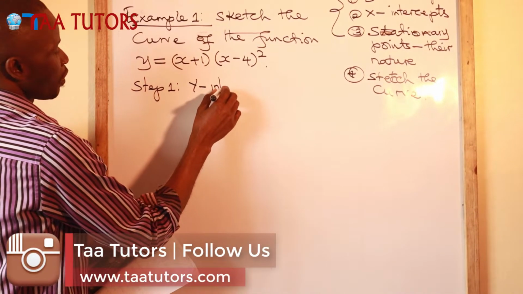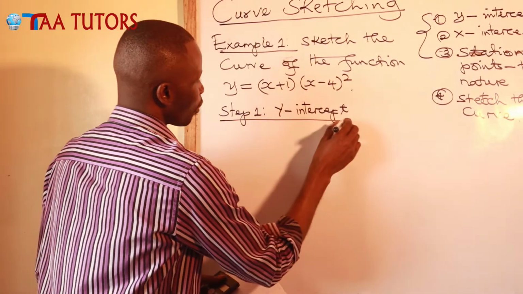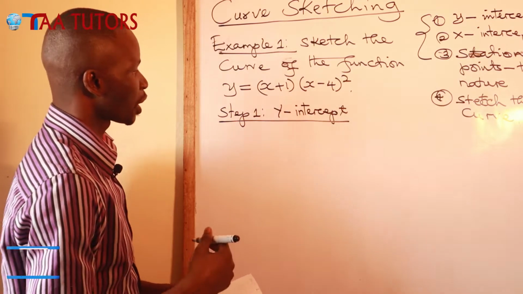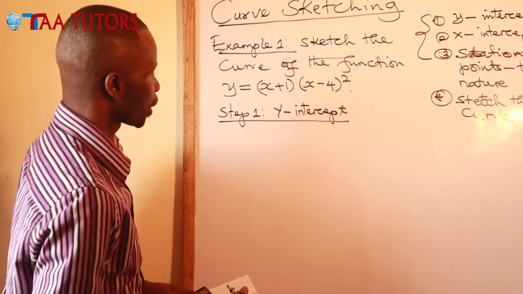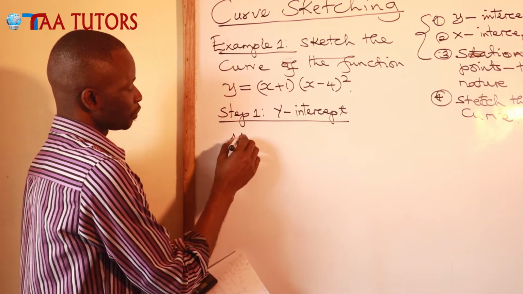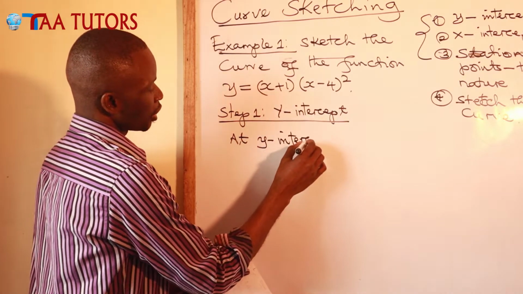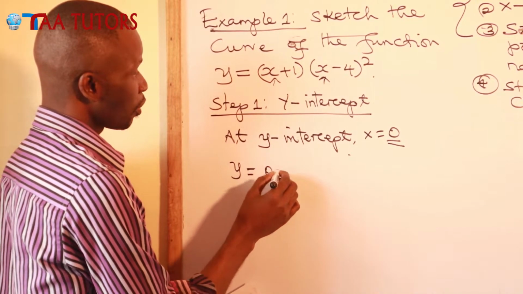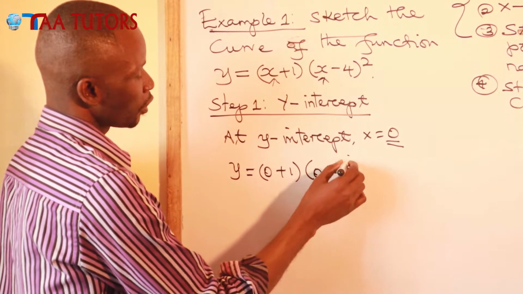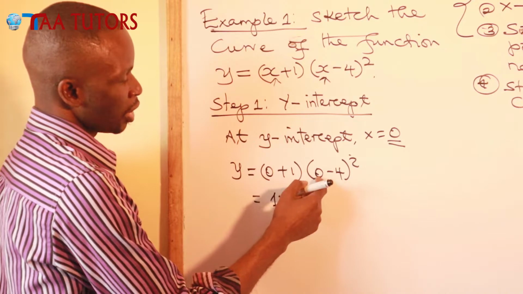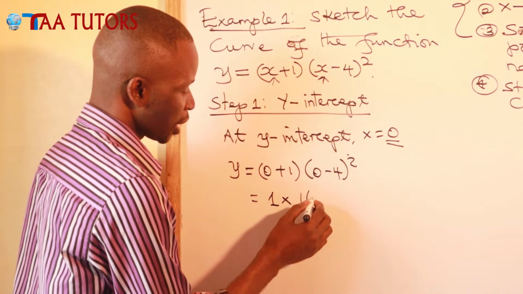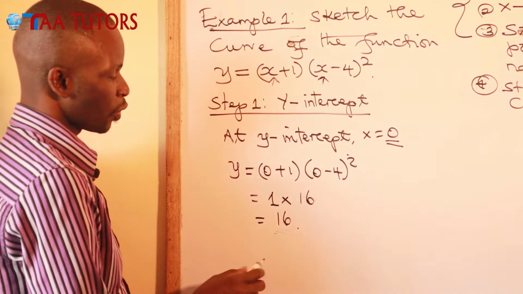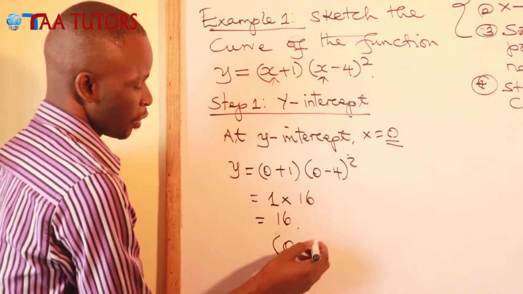Step 1 is getting the y-intercept. If you have known in Form 2 what a y-intercept is, it must be the point where the function intersects the y-axis. And at the point where the curve intersects the y-axis, the value of x is 0. So at the y-intercept, x equals 0, and we substitute 0 where x is: 0 plus 1 into 0 minus 4 squared. That is 1 times 0 minus 4, which is minus 4. Minus 4 squared is 16. So 16 times 1 is 16. It means that the curve will cut the y-axis at the value 16. So the coordinate of this point will be 0, 16.